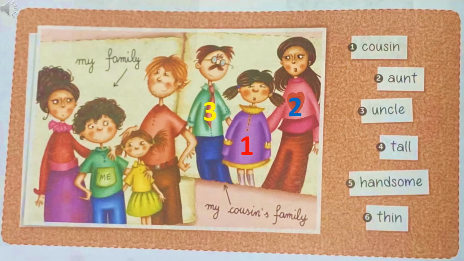Number 4 is tall. Who is tall in the family? Very good. The father. Number 5 is handsome. Who is handsome in the family? Yes. It's the boy wearing green shirt. Number 6, thin. Who is thin in the family? Correct. The little girl wearing yellow dress.